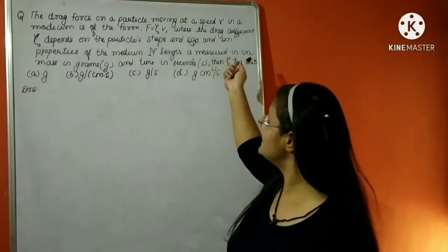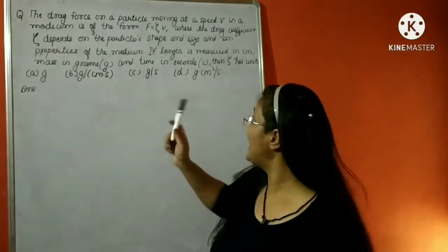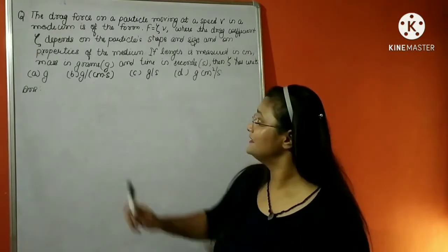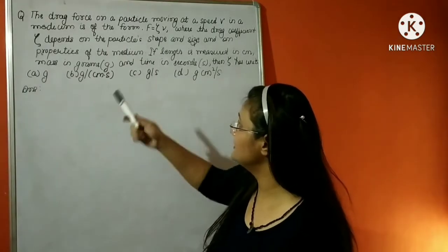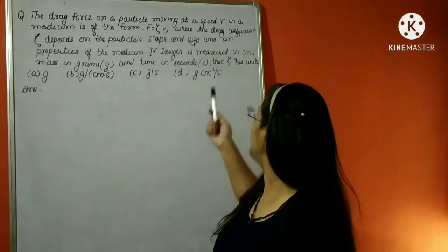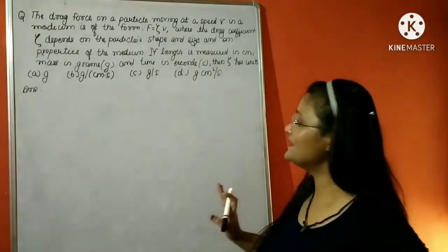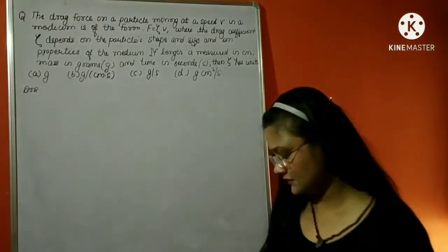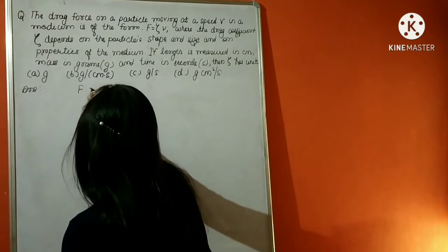If the length is measured in centimeters, mass in grams and time in seconds, then drag coefficient has units. These were the options: A gram, B option gram centimeter second, C option was gram per second, D option was gram centimeter square per second. Now we simply need to find out the unit. So it was comparatively an easy problem. So we will write over here.